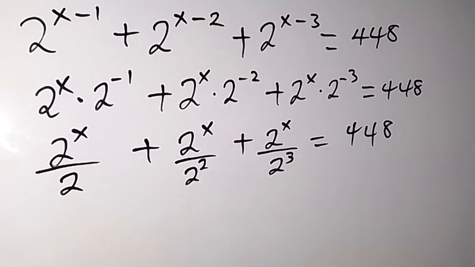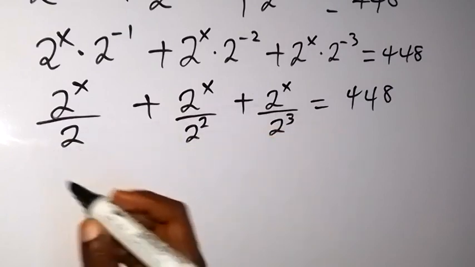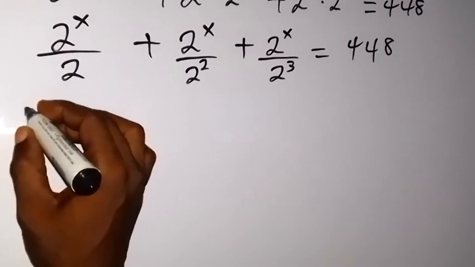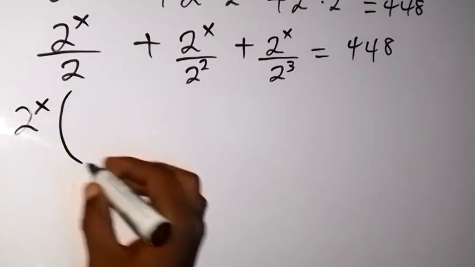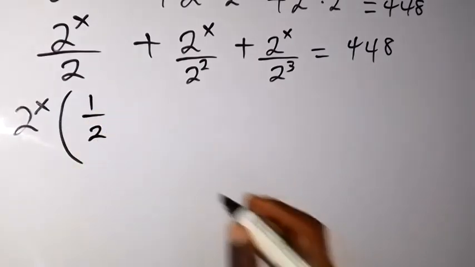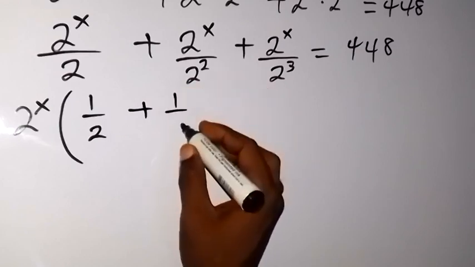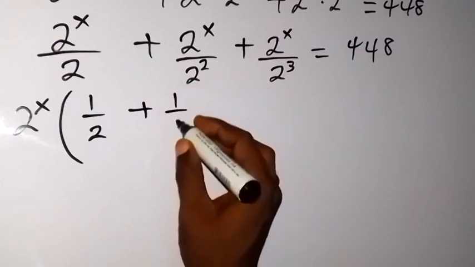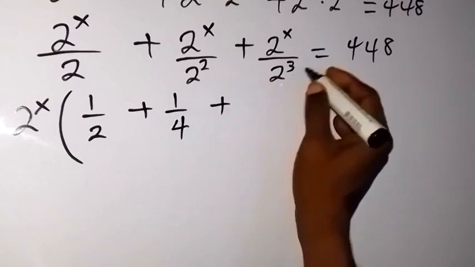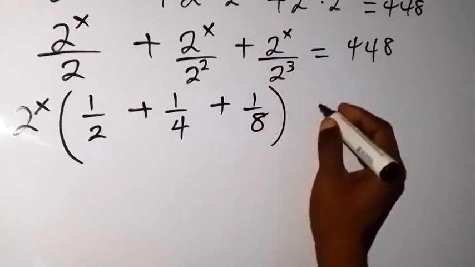And also from here we can see that 2 raised to power x is common, so we can take it out. When we take that out, we have 2 raised to power x, then what's left here is 1 over 2, also plus what's left here is 1 over 2 raised to power 2, so I can just say that's 1 over 4, because 2 raised to power 2 is 4, then plus what's left here is 1 over 2 raised to power 3, which is 1 over 8, which is equals to 448.